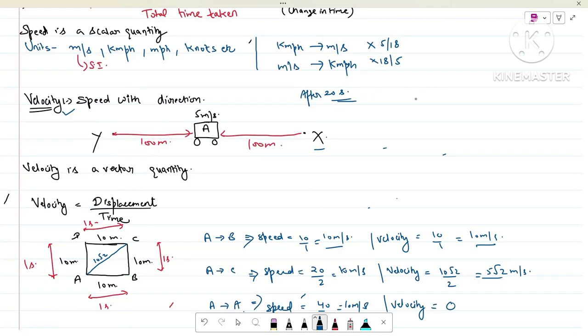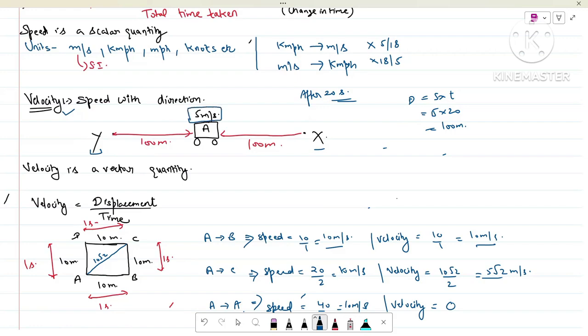Because after 20 seconds, if I want to find the distance covered, the distance covered will be speed into time. Speed is 5 into 20, that is 100 meters. So you can say the trolley can reach either point X or point Y, when I am referring to speed only.